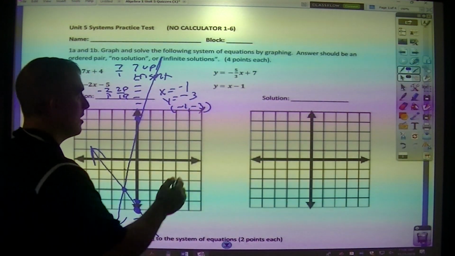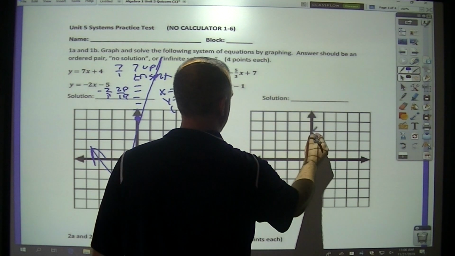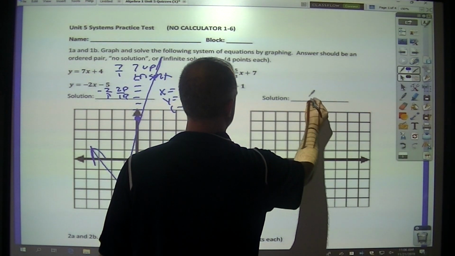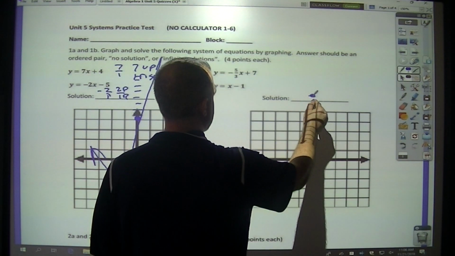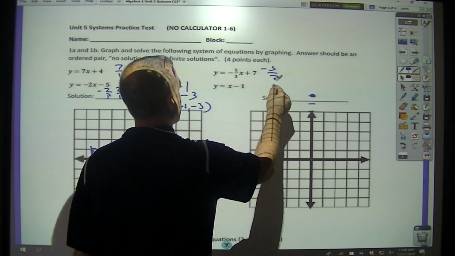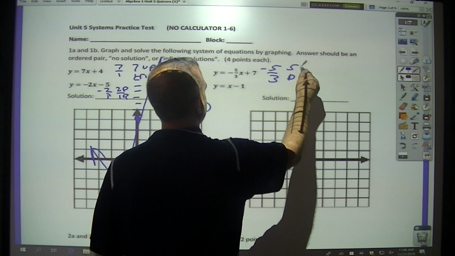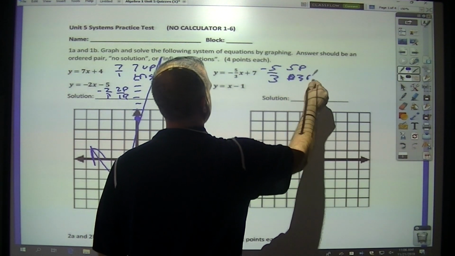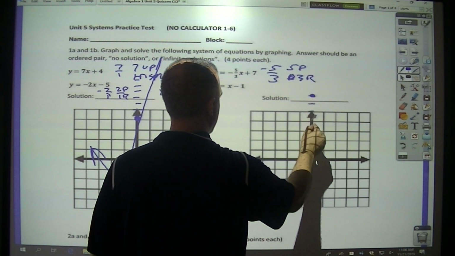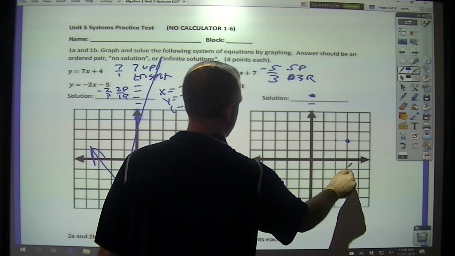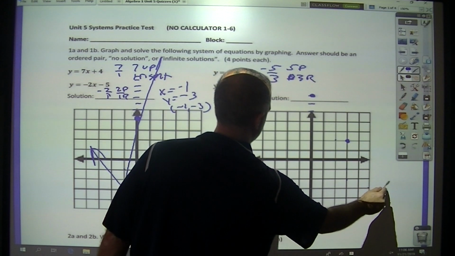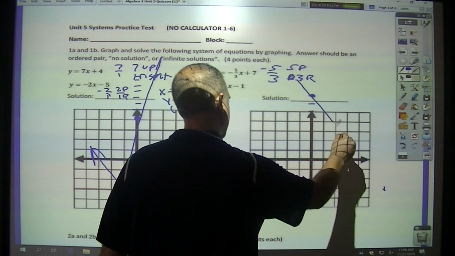Okay? This one I would start at 7, 1, 2, 3, 4, 5, 6, 7. All right, and so I'm going to go down. What negative 5 over 3 means is 5 down, 3 right. So 1, 2, 3, 4, 5, then 1, 2, 3 right. So the line looks something like this.